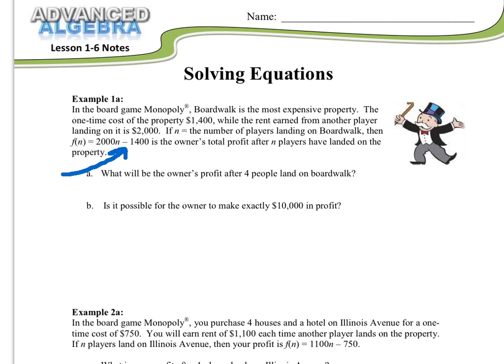So part A, what will be the owner's profit after 4 people land on Boardwalk? So we're going to say f of 4, and we're going to plug in 4 for all the n's in that function.